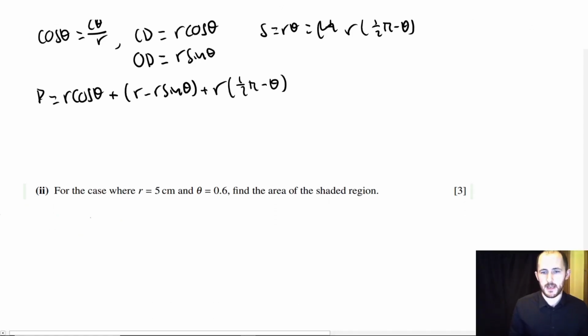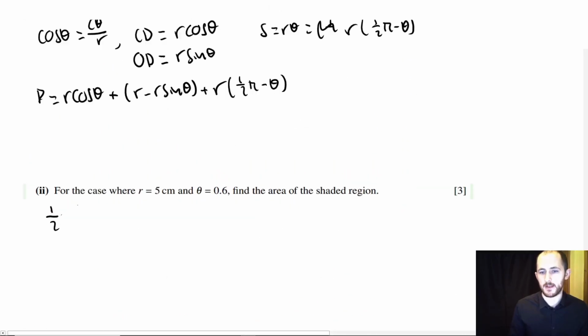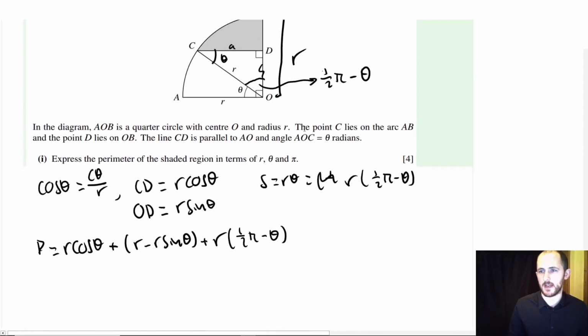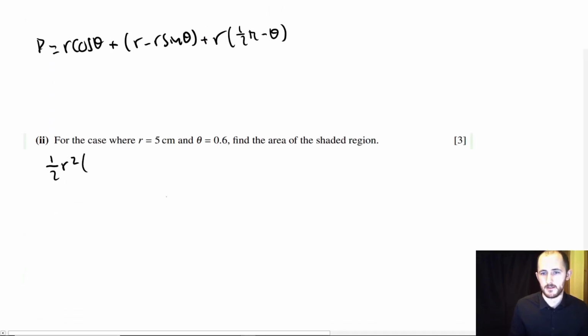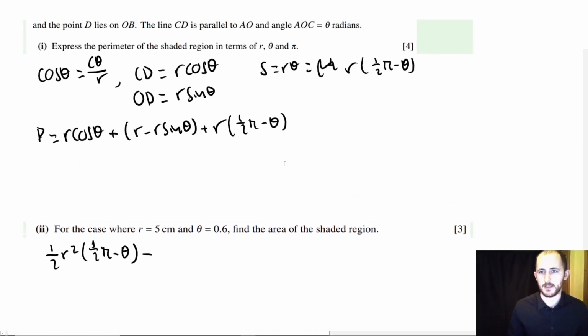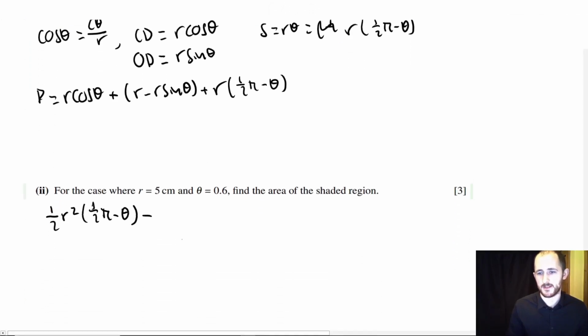So what we're going to do is the area of a sector, which is a half r squared theta. I'm not going to sub in the values now. It's just a little thing I do. I like to do the algebra first to make sure I'm okay. And that's obviously going to be a half r squared times pi over 2 minus theta. Then subtract the area of the triangle, which is going to be a half base times height. That's going to be hideous, but let's get to it.